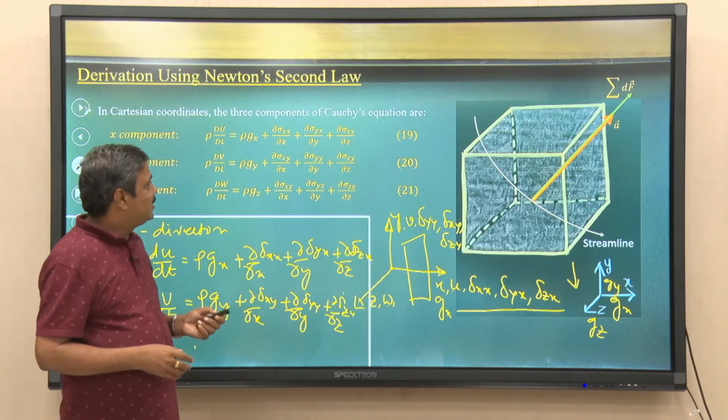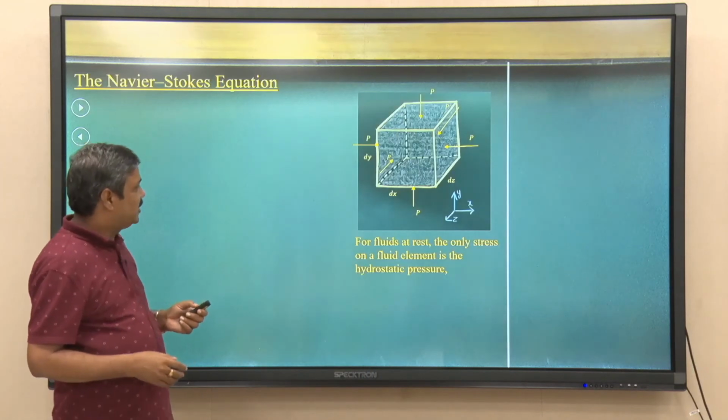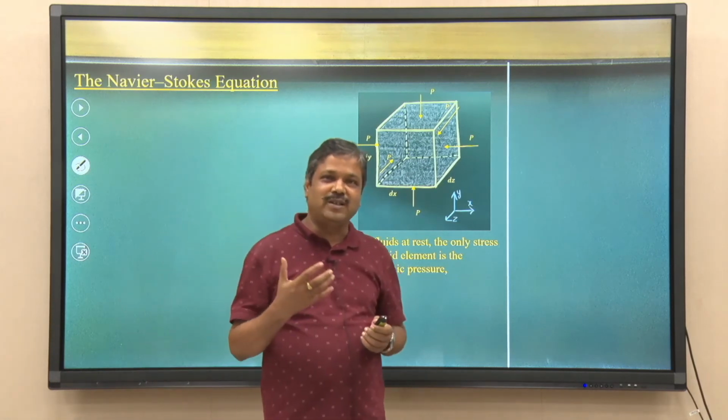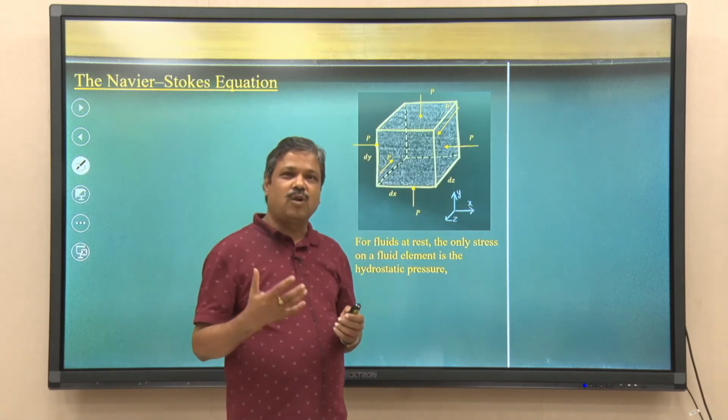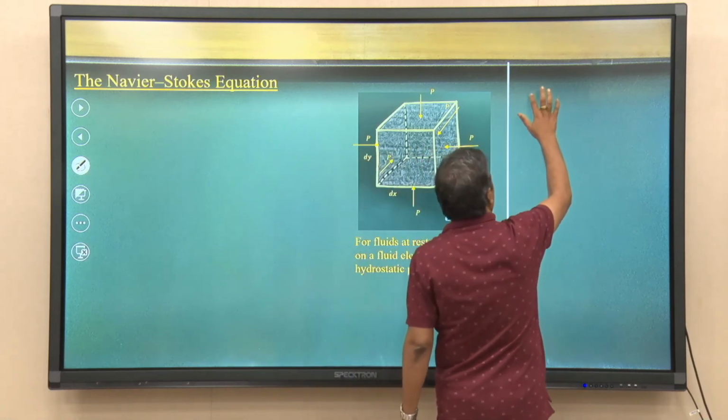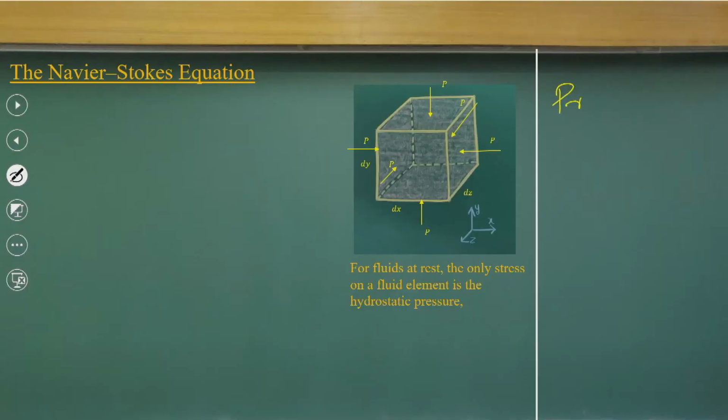Now, let me go to the next part, which is the Navier-Stokes equations. What did the Navier-Stokes equations do, and what were the problems with Cauchy's equations, the mathematical challenges? If you look at the equations we have in Cauchy's equations, we have a stress tensor, which has 9 components.